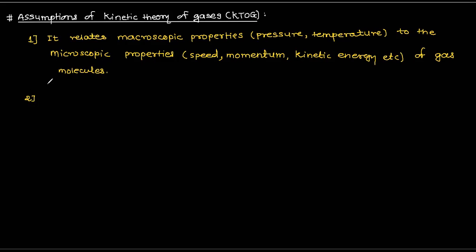Right, so the first point, you can call it a general point because this is not an assumption. We can just keep it as a general point, and from this we will start the assumptions. Kinetic theory of gases relates macroscopic properties with microscopic properties.